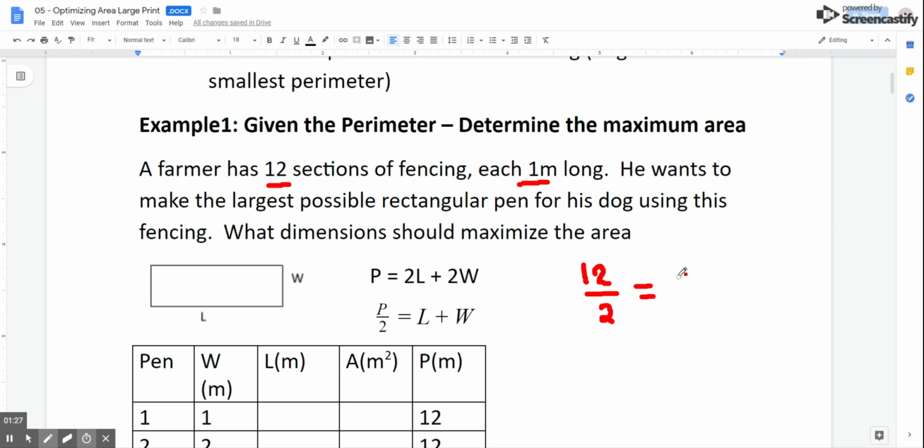So anytime you get a perimeter problem, for the most part, you're dividing the perimeter by 2 to get the length plus the width equal to 6 in this case.